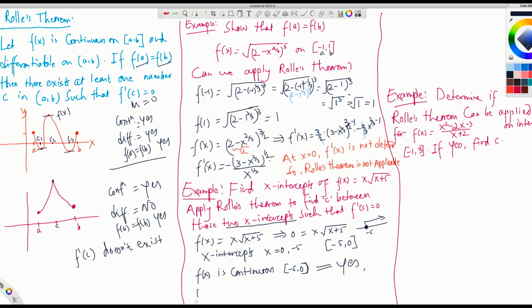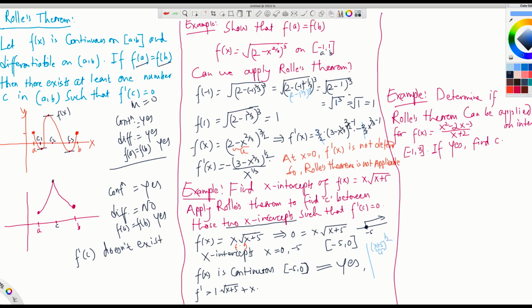Let's find f prime. How do you find f prime? You think of this as f times g, so you find the derivative by the product rule, right? So what is the product rule? It is f prime times g: f prime is 1 times root under x plus 5, plus f times g prime. What is the derivative of root under x plus 5? It's like x plus 5 to the 1/2. This is like a u, so u to the 1/2.